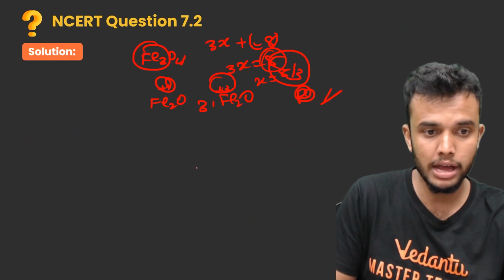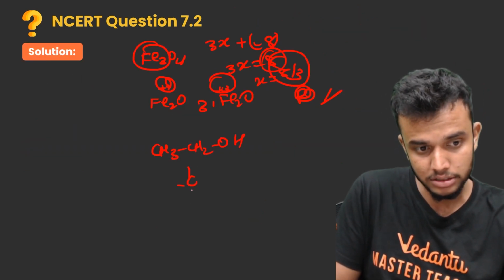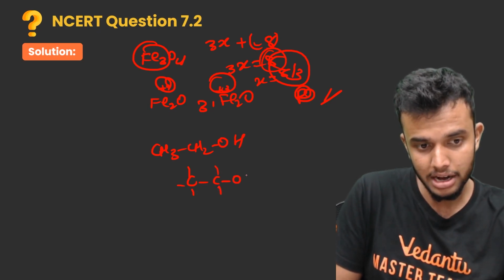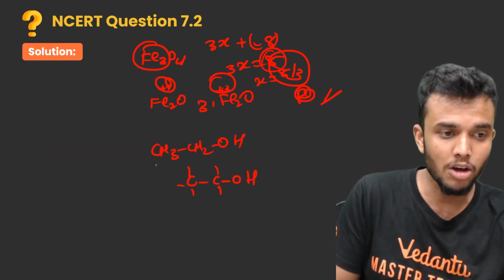CH3CH2OH. What is the structure, guys? The structure of the compound is this. Okay, an alcohol compound, we are already familiar. Let's check the valence. Here we need to rationalize the oxidation state.